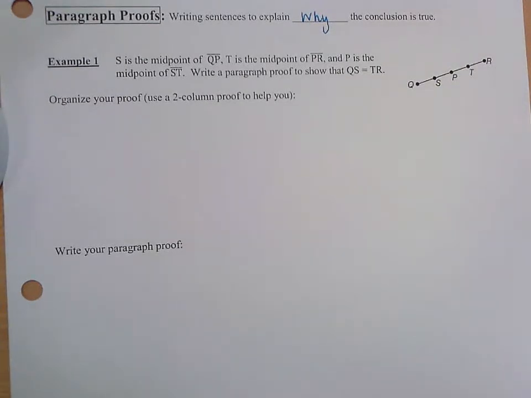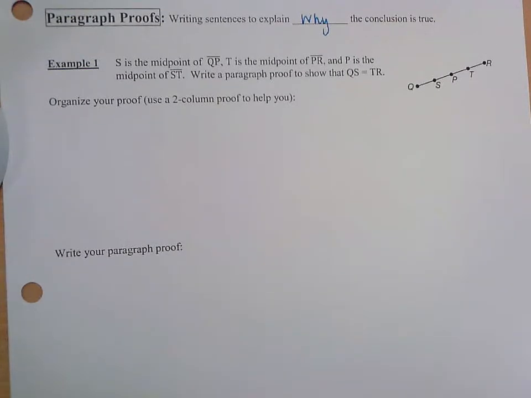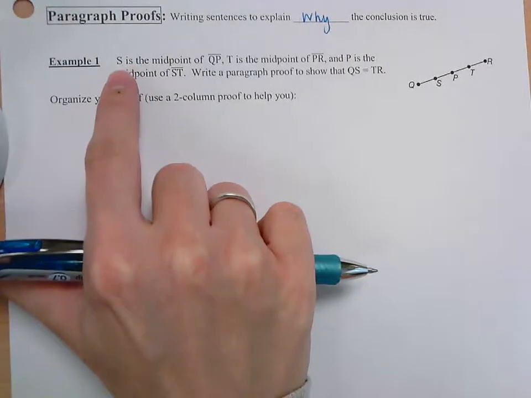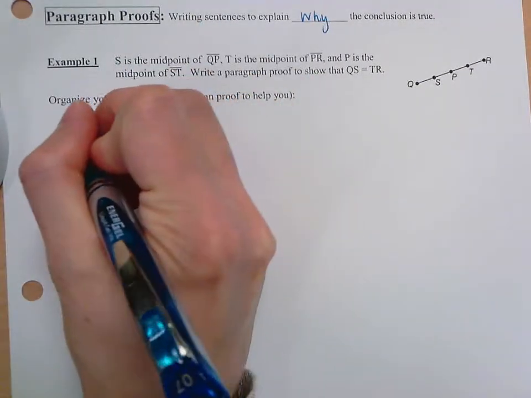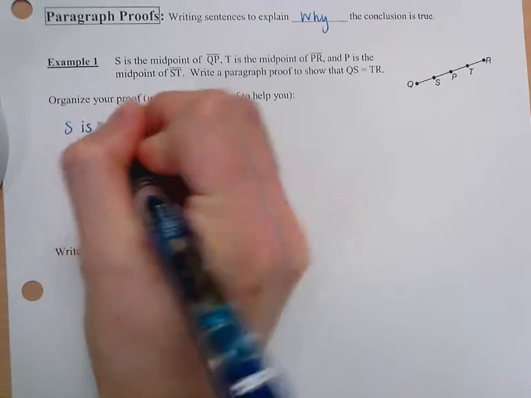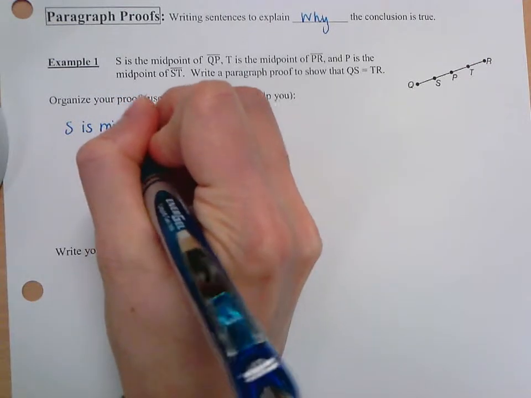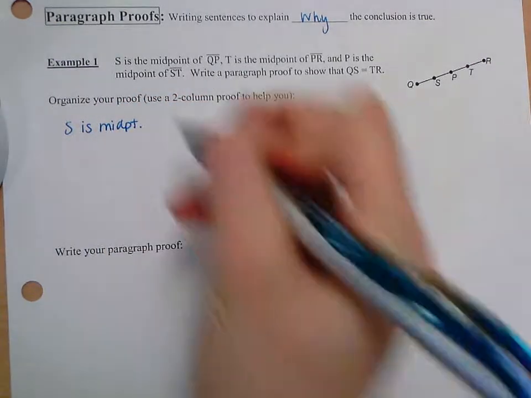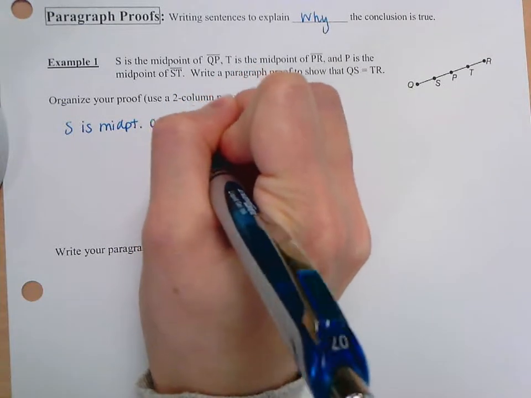So, organizing our proof. This is my thought process working through it. I'm going back to what I'm given. I'm not actually going to write the given out; I'm going to write it this way to help organize it. So first thing I'm given, and I'm going to abbreviate midpoint here, is that S is the midpoint of QP.